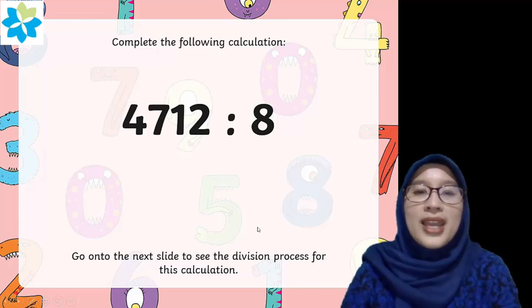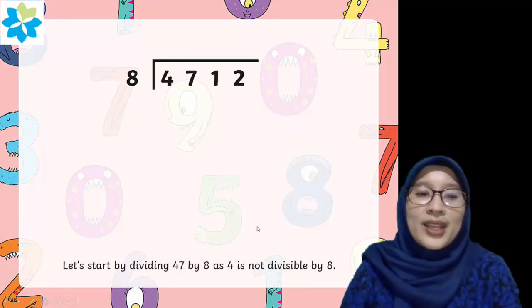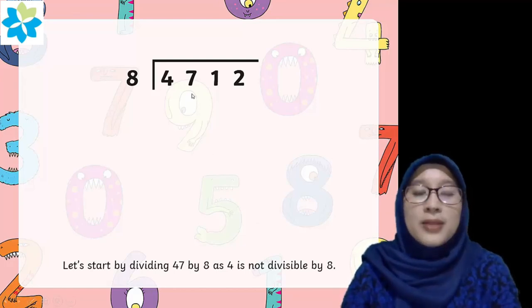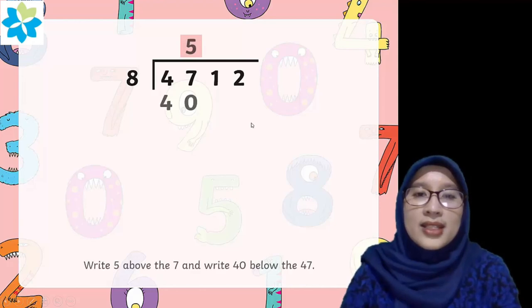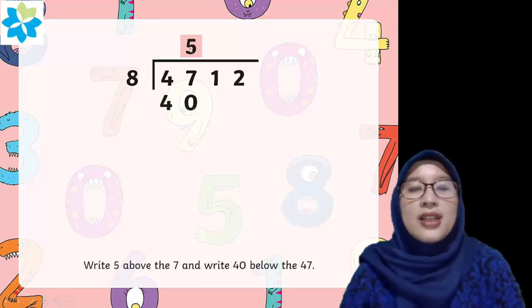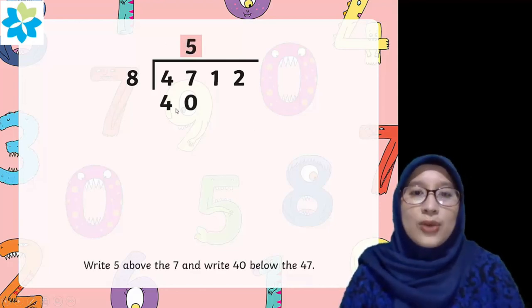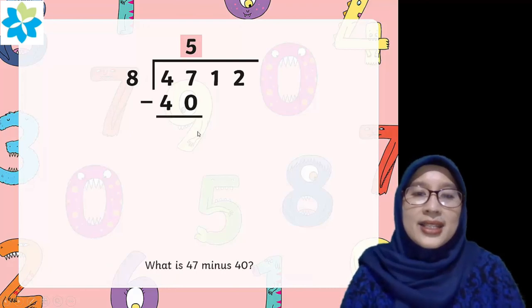4712 divided by 8. Let's go. Yeah, let's start by dividing 47 because 4 is not divisible by 8. Tidak, karena 4 tidak bisa dibagi dengan 8, maka langsung kita bagi 47-nya. 47 dibagi 8. Okay. And the nearest result is 5. Okay? And then next, 5 times 8 equals 40. And let's subtract. Okay, we get 7.